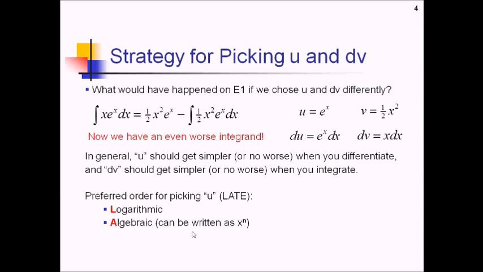The T stands for your trig functions. And then the very last thing that you want to choose for your last resort is E, exponential. Exponentials, I mean, they're not that bad to take derivatives of. The reason they're at the bottom of the list is because they're also not that bad to take integrals of. If you have a choice, you want to take an integral of an exponential.